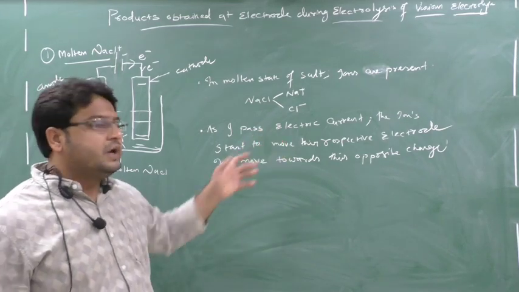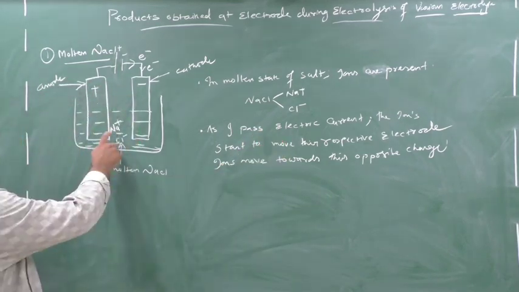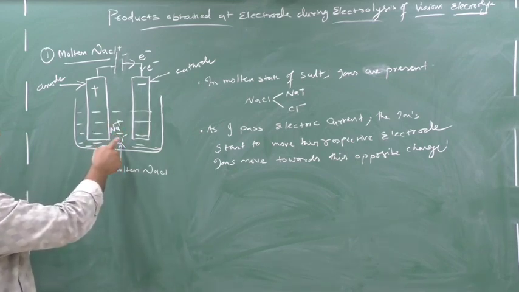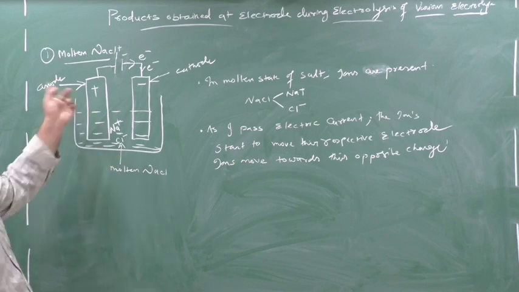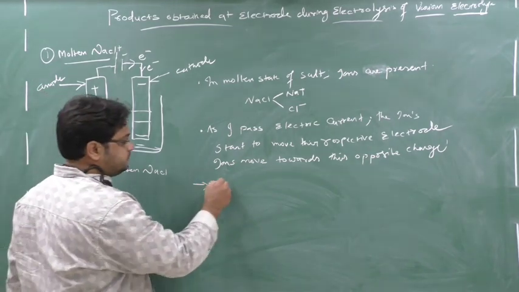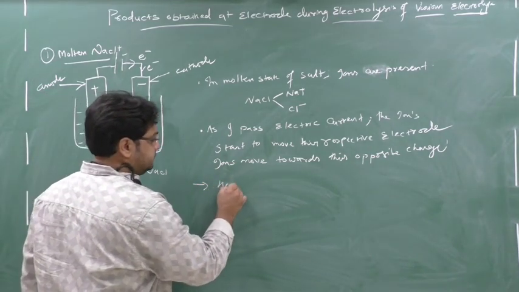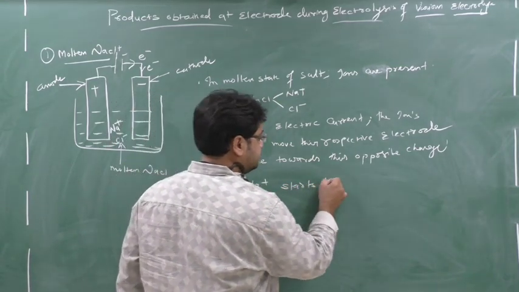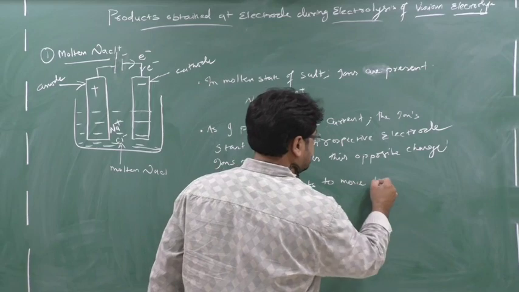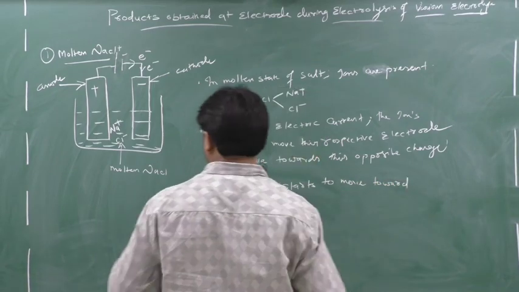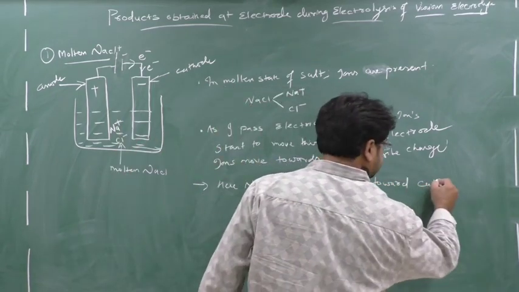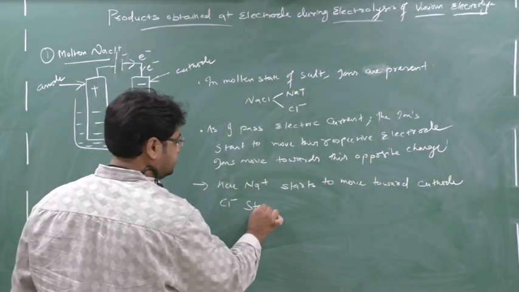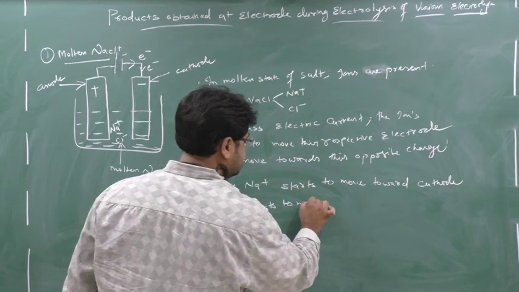Where will the ions move? Towards their opposite charge. Now here Na plus will start to move towards the negative side and Cl minus will start to move towards the anode. So here Na plus starts to move toward the cathode and Cl minus starts to move towards the anode.